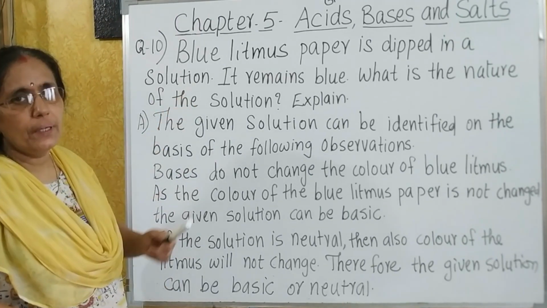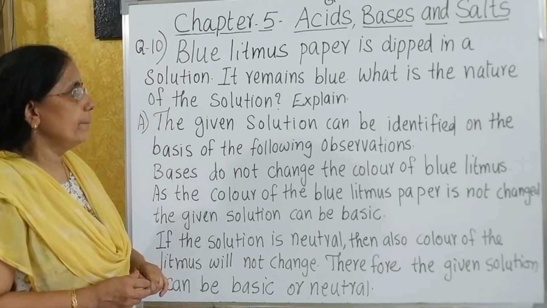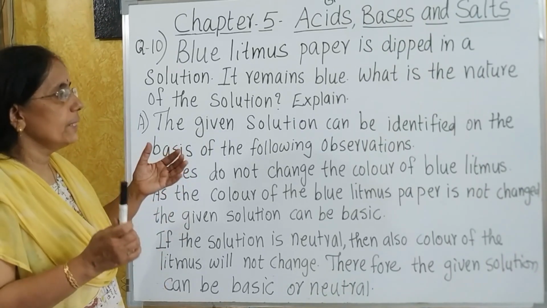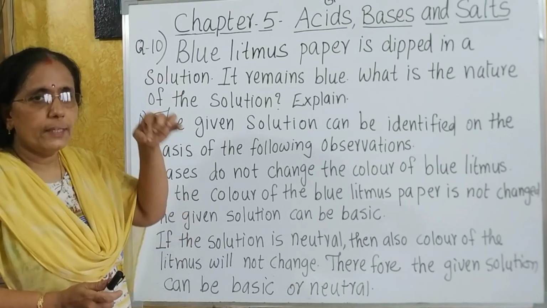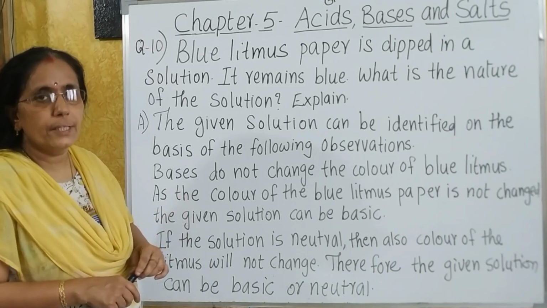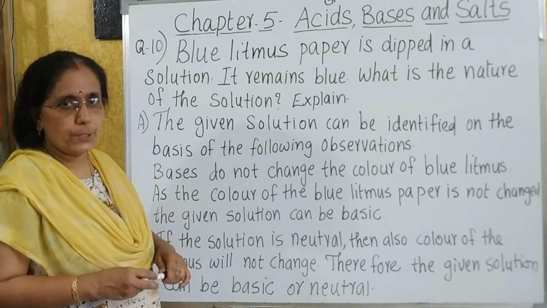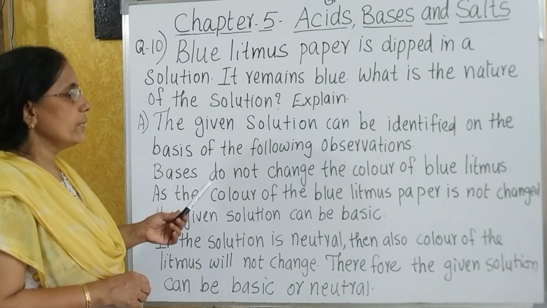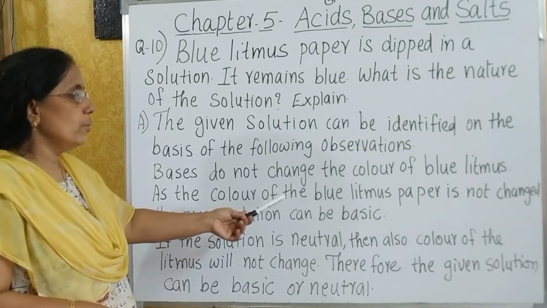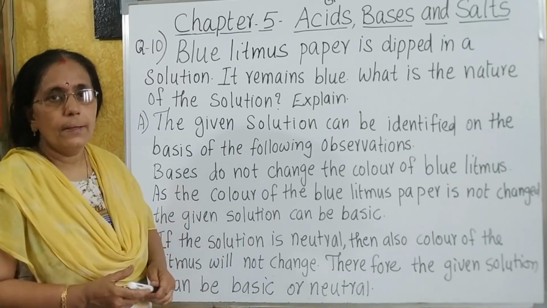Here, blue litmus paper is dipped in a solution, but it remains blue only. So, what is the nature of the solution? We have to explain about that. So, what is the condition? Blue litmus paper is given and it is dipped in a solution, but it did not change its color. So, what can be the nature of the solution? See, this can be done based on the following observations. Bases do not change the color of blue litmus paper. Okay. So, as the color of the blue litmus paper is not changed, what can we say? The given solution can be basic.